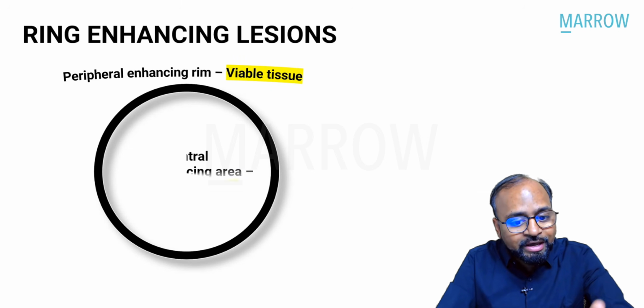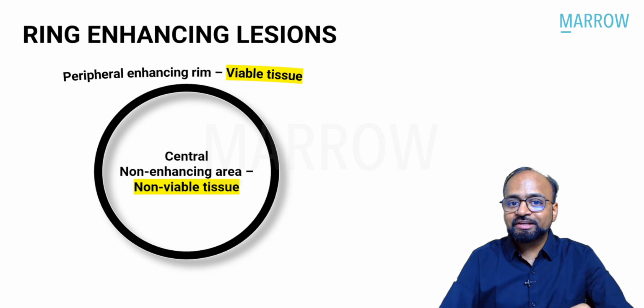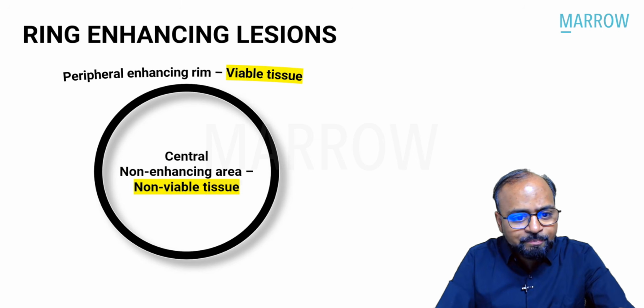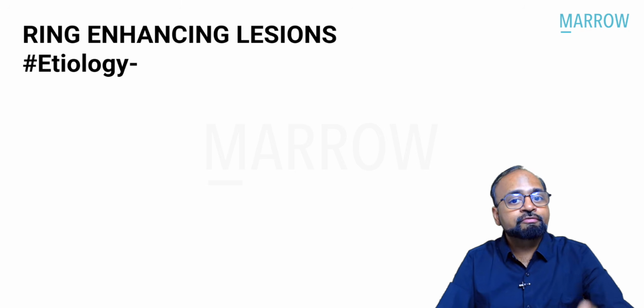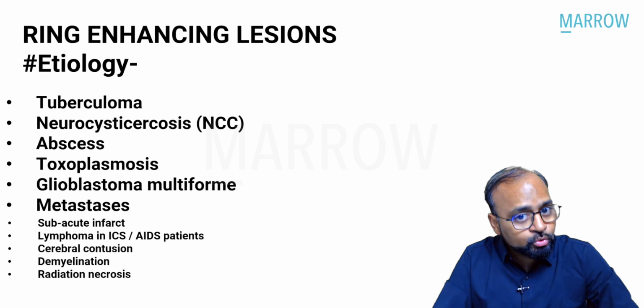It is non-viable tissue, a non-viable area, which is the central non-enhancing area. Now, I could just simply give you a big list of differentials to consider when you see a ring enhancing lesion, right? But I will not do that.